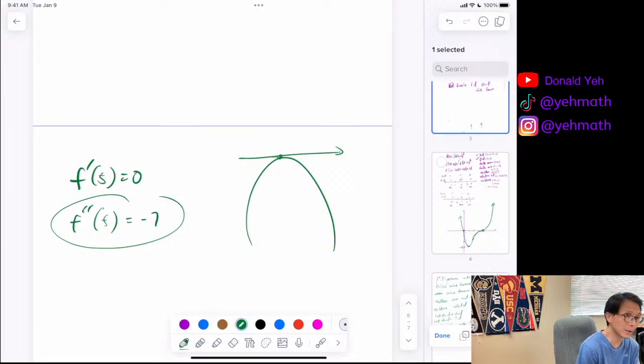And that's how I will write the question, like f prime of 5 is equal to 0. That's a critical number, horizontal tangent. It has to be a horizontal tangent first. And f double prime of 5 is equal to -7. Concave down, which is a relative max.